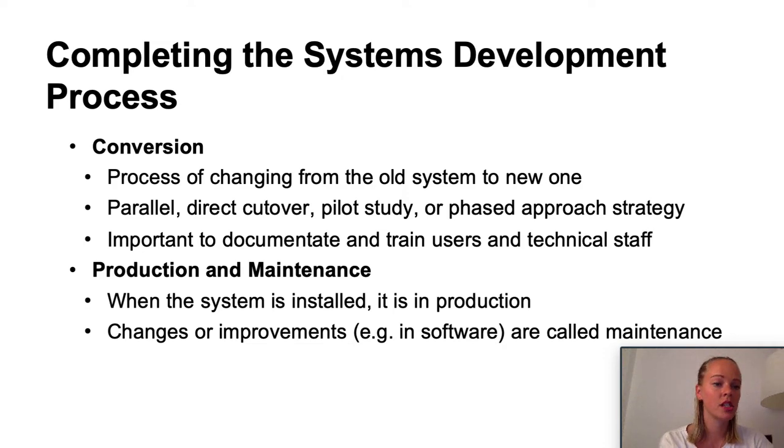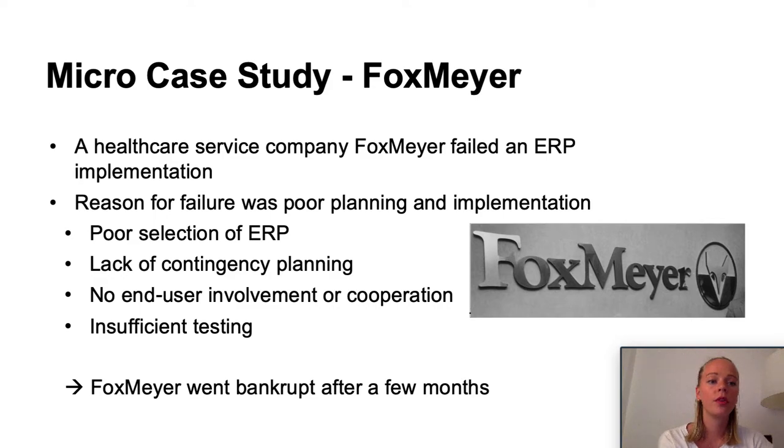In all strategies, it is important that the end users are trained well on the new system. This requires detailed documentation telling how the new system works. After the new system is installed, the system is said to be in production. In the production phase, it is determined how well the original objectives have been met. If some changes are required in the system, such as changes in software or correcting system errors, it is called maintenance. We finish the video by going through a real-life case example.